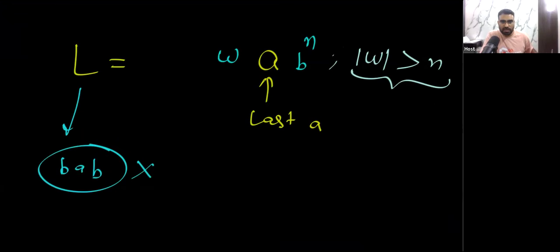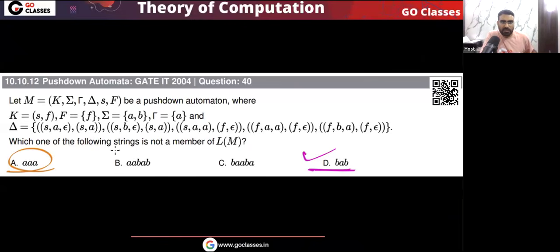Yes or no? And see the other options. Just look at the other options. You can easily see, other than BAB, if you look at other options like triple A, double A, BAB, okay, you can see in all these options that they will belong to the language. Okay, is this clear?